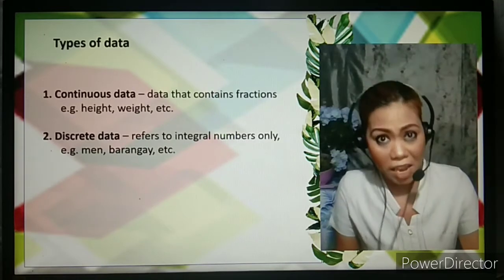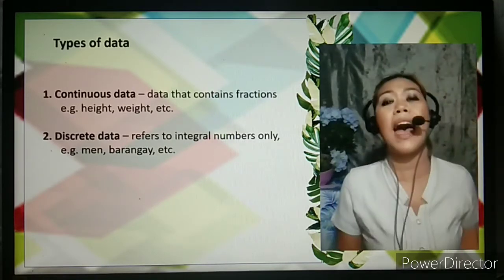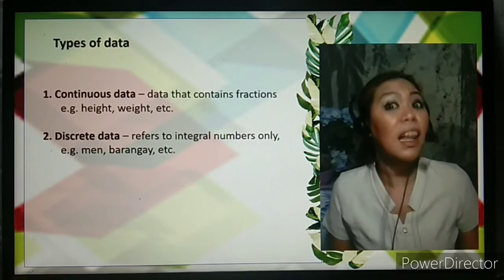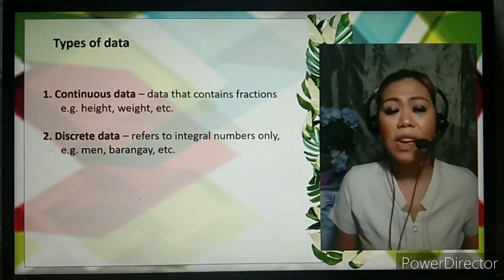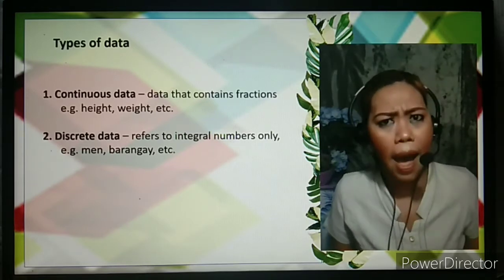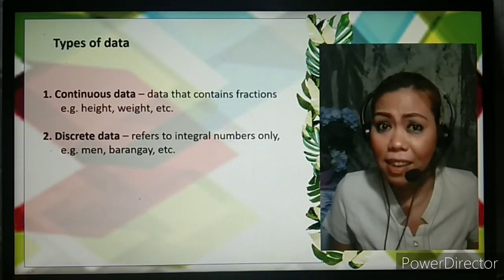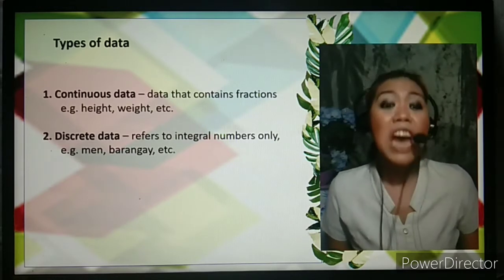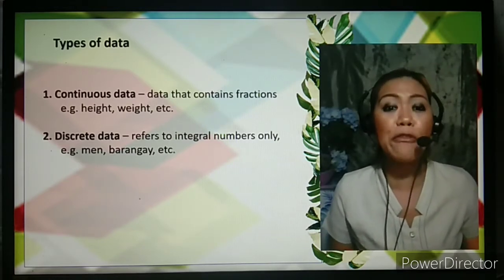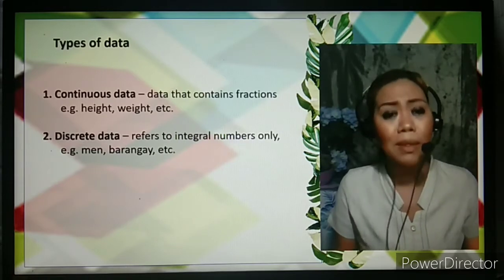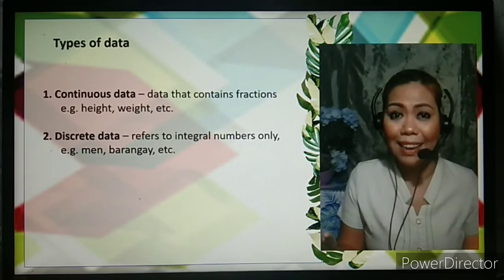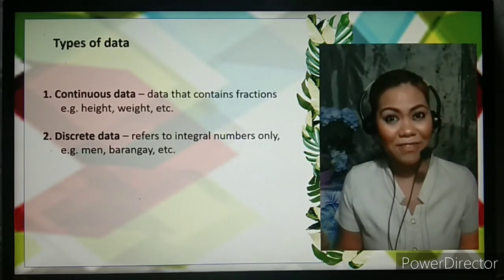Well, guys, we have 2 types of data. Number 1 is continuous data. Data that contains fractions, for example, height, weight, and others, okay? Number 2 is discrete data. It refers to integral numbers only, like men, barangay, and others.